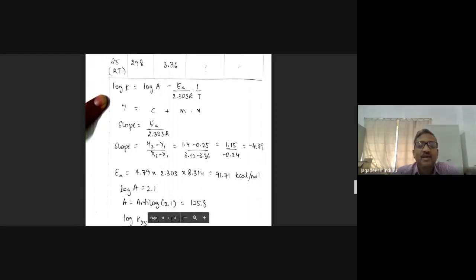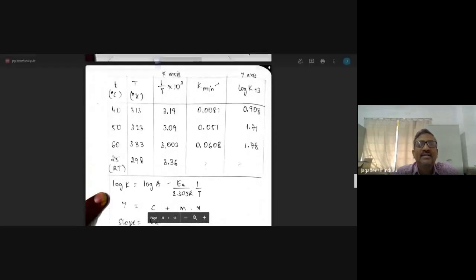So you are going to get minus of minus, that is plus 4.79 into 2.303, and gas constant 8.314. You are going to get joules per mole, not kilocalories, joules per mole: 91.71 joules per mole. This is your Ea. Now the intercept is equal to log A, so the intercept value you are going to get is 2.1.